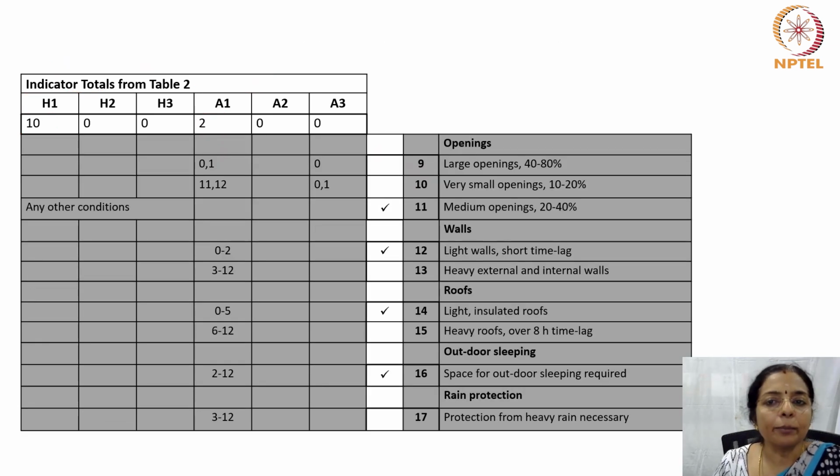Again, the openings can be medium openings. Then the walls can be light walls with short time lag, because this is 0 to 2 months add up to A1. If it were 3 to 12, then we would require heavy external and internal walls. Again, when A1 is 0 to 5, light insulated roof is needed. A1 is 2 to 12, we require space for outdoor sleeping. If this were 2 to 12, then protection from heavy rain would have been necessary, but this is less than 2.